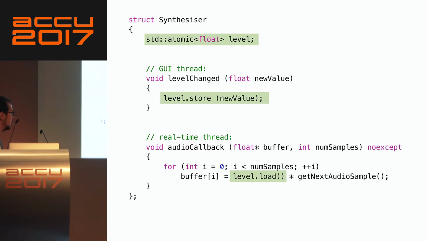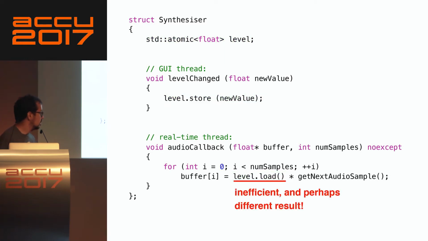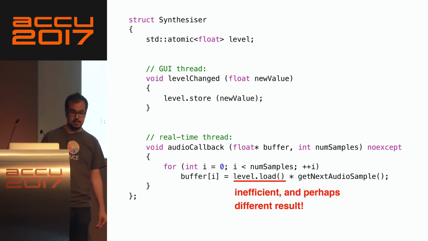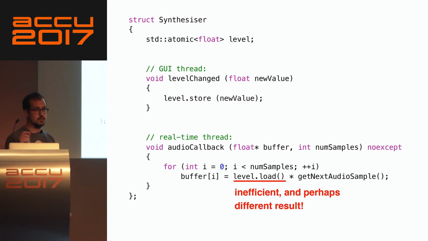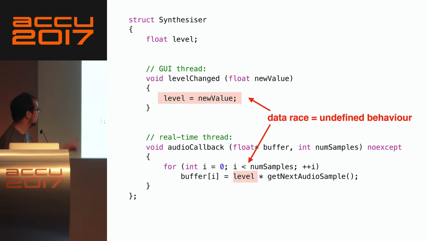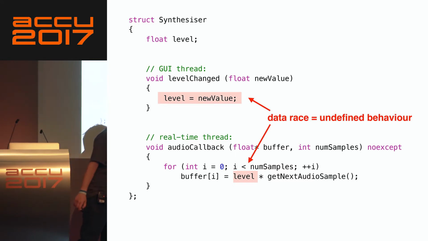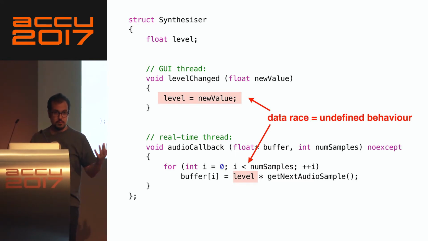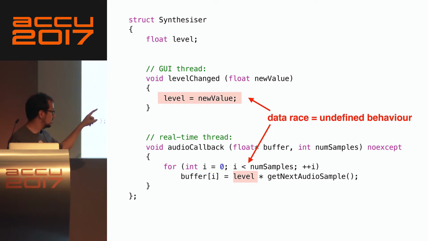However, there's one thing here. If you just replace the float with the atomic float, there's one thing that you need to be careful with. With this code, this load is going to be probably very inefficient, and perhaps you even get a different result. The reason for that is, remember, an optimizer always assumes that you don't have a data race in your code. So if you go back to the racy version, you have this level down here in the real-time thread, and the optimizer assumes that you don't have a data race. So the optimizer can assume that this level is not going to change while you're in that loop.